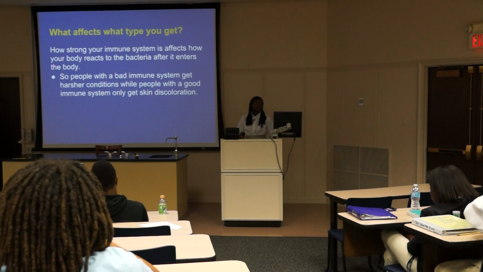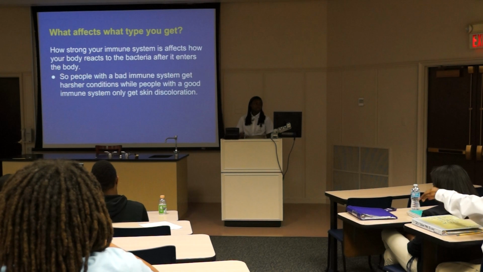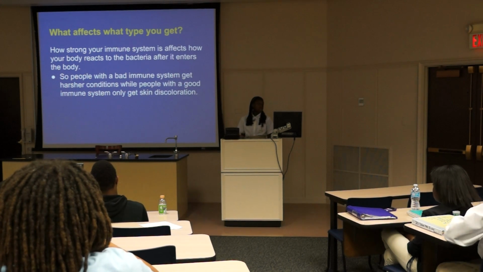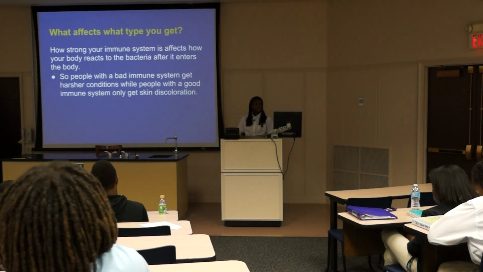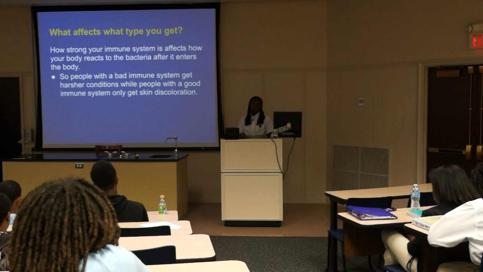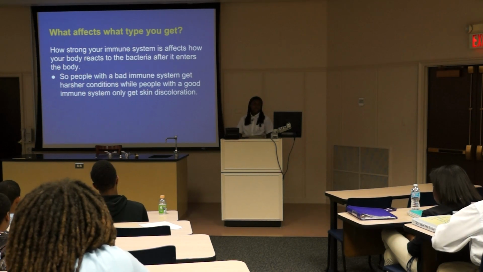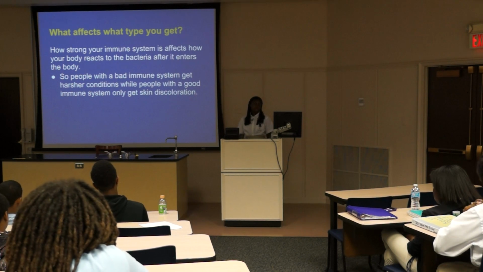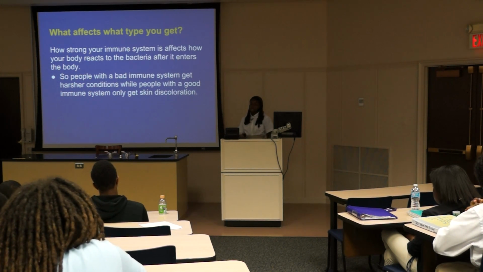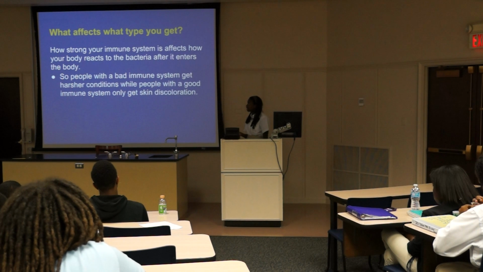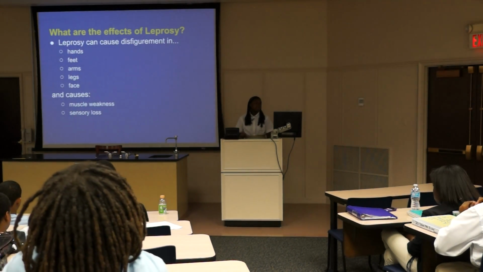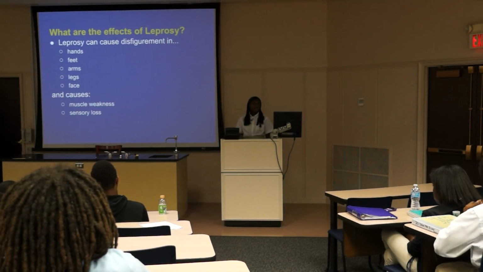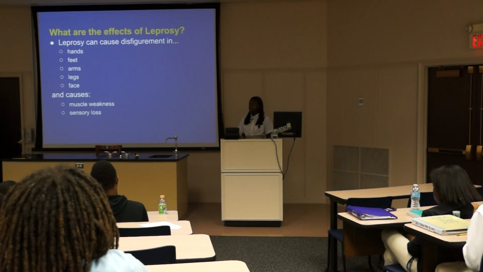And what affects what type you get, how strongly it affects you, depends on how strong your immune system is and how your body reacts to the bacteria after it enters the body. So, as I said before, people with a bad immune system get harsher conditions, while people with a good immune system only get skin discoloration. And leprosy can cause disfigurement in the hands, feet, arms, legs, face, and causes muscle weakness and sensory loss.